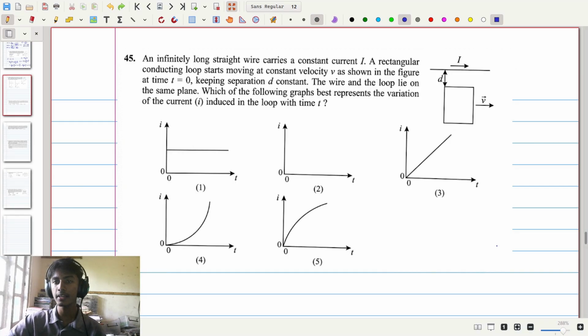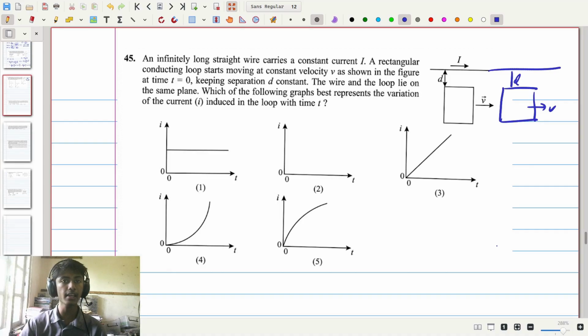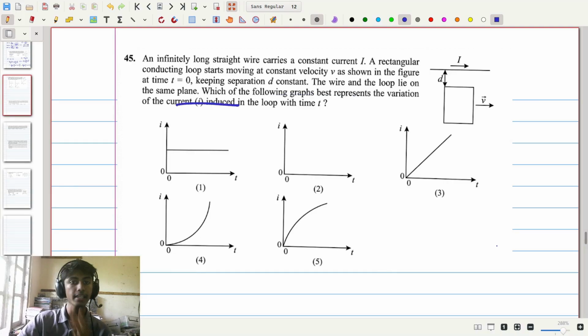So what's happening here is that this loop moves along the length of the wire like this at the same constant velocity v while keeping the separation between itself and the wire d a constant. Now given this, they ask us which of the following graphs best represent the variation of the current I induced in the loop with time t. Now this question is actually quite easy, and the answer here is answer number 2.